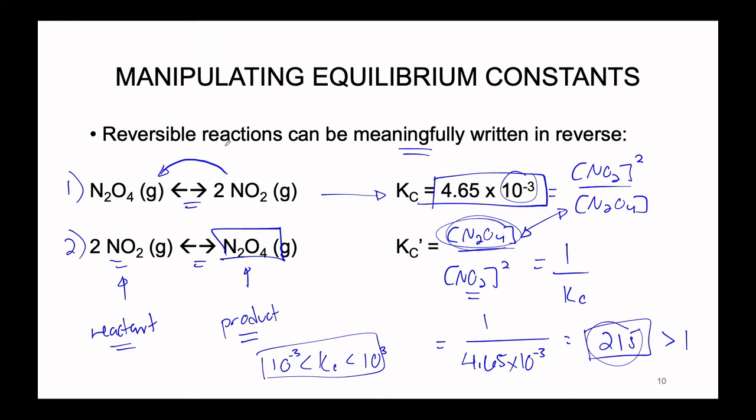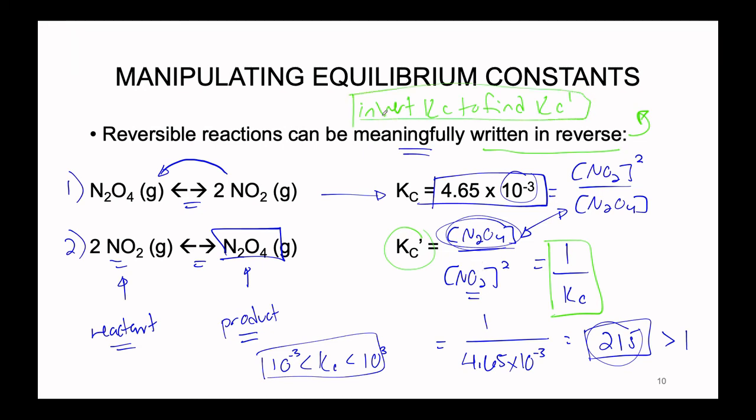So if you are writing your reversible reactions in reverse, you're going to invert Kc to find Kc prime. That's basically what we did. We wrote our reaction in reverse between steps 1 and 2, and so to find our Kc prime, all we did was take the inverse of our first Kc. And this is going to be true no matter what type of reversible reaction you are working with, because this math of taking the inverse of your concentrations of products and reactants will always be true.